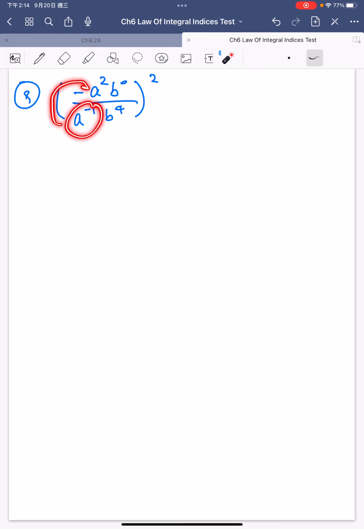So question 9, what we have is (negative a squared b to the power of 0) divided by (a to the power of negative 1 b to the power of 4), all squared. So in this thing, we can simplify something first. For example, we can simplify this b to the power of 0, which is equal to 1. And then we can move this negative power back into here.